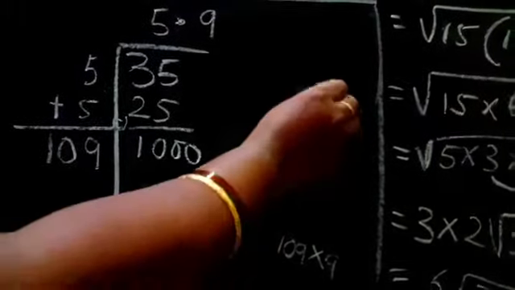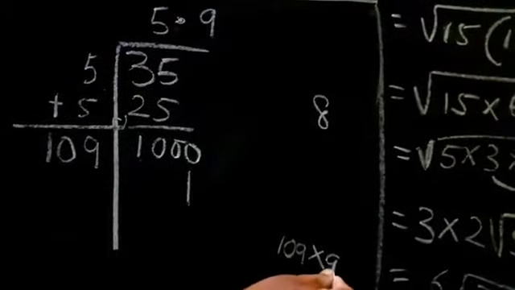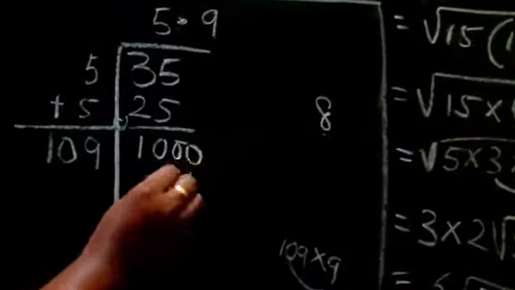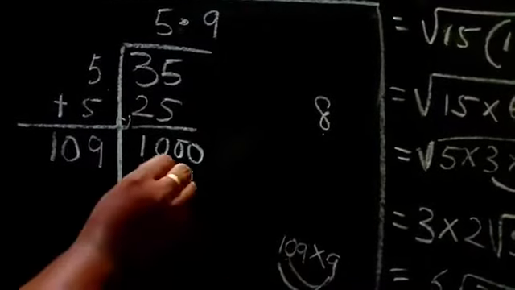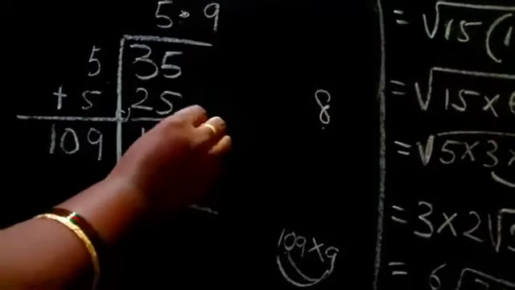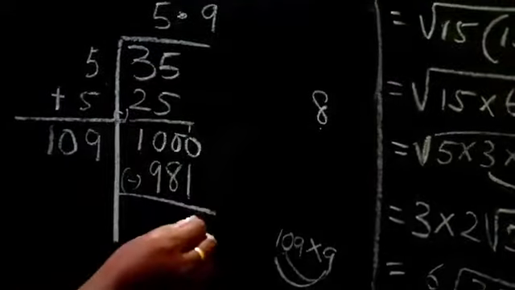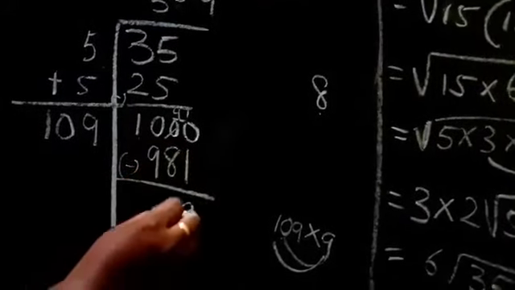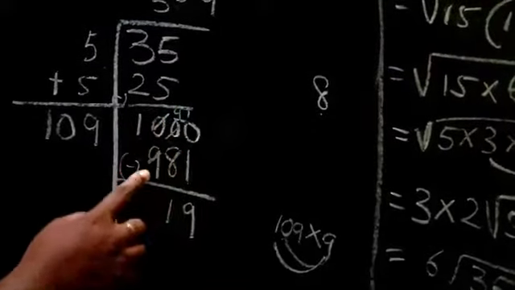81. So 8 is remaining. Again 0 9s are 0. 0 plus 8 is 8. Again 1 9s are 9. We have to write like this. Then you do the minus of this. Here we'll get 10. 10 minus 1 is 9. We'll have here 9. 9 minus 8 is 1. Again we'll have here 9 minus 9 is 0.